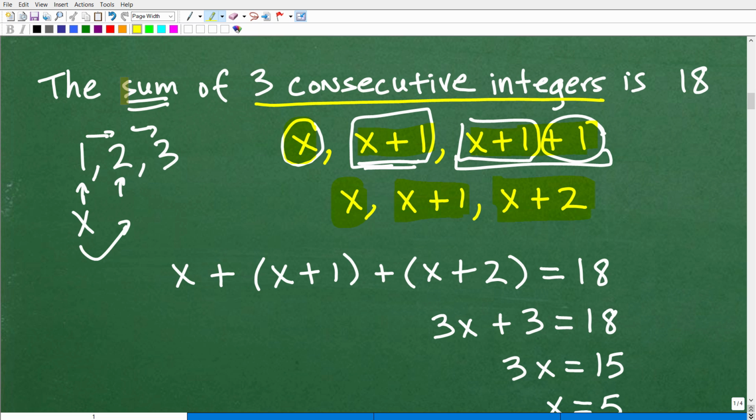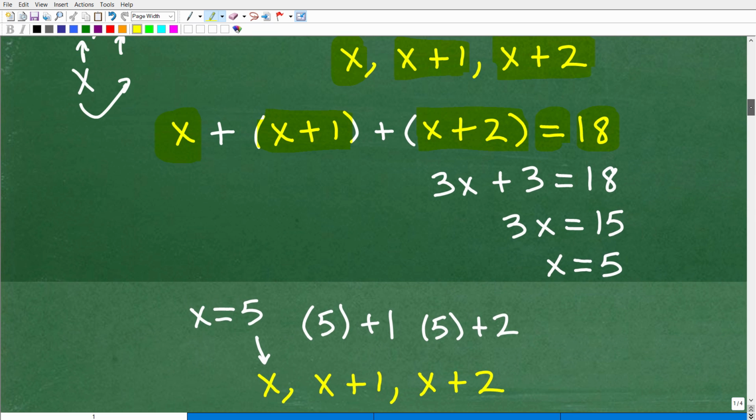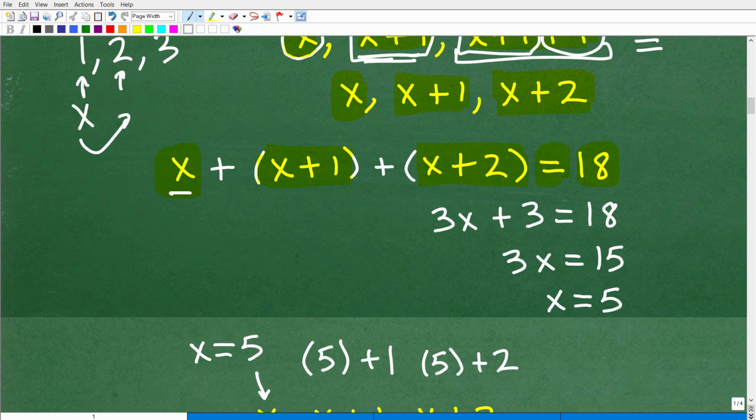Now, the problem says the sum of these three consecutive integers is 18. All right, so that means we have to add these up, and "is," if you don't already know, when you see this word in mathematics, that means the equal sign. Okay, so the sum of three consecutive integers is equal to 18. So let's go ahead and build ourselves a nice little equation. So we have x, x plus 1, x plus 2. This is the sum of our three consecutive integers, is 18. Okay, so now all we have to do is go ahead and solve for x. So what do we have here? We have x, x, and x.